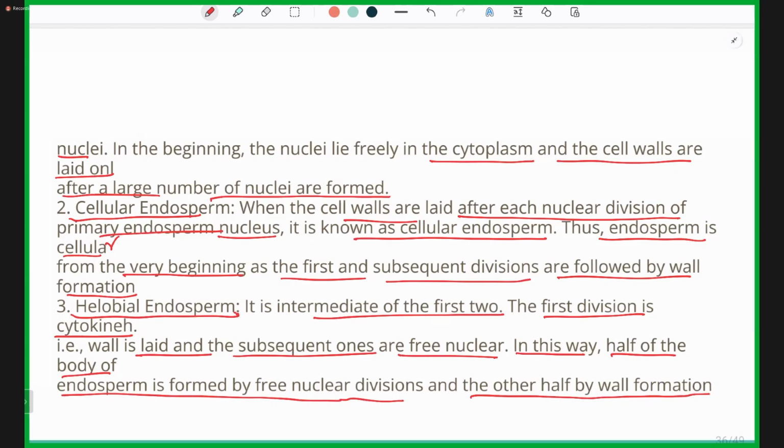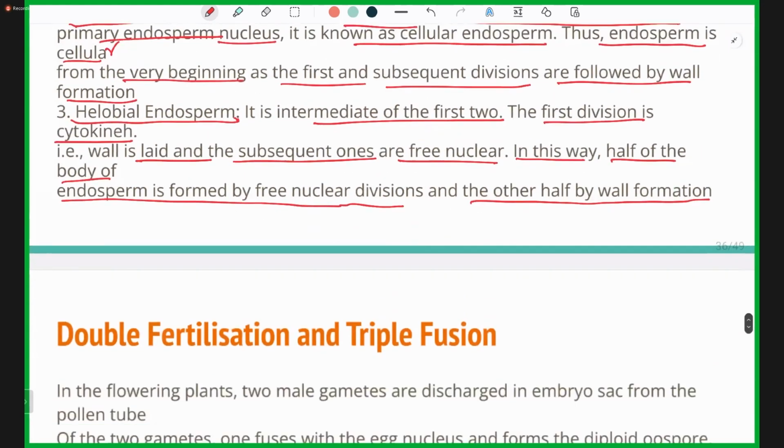In the nuclear endosperm, cell wall formation does not occur. Only nuclear division takes place. But in the cellular endosperm, cell wall formation takes place as the nuclear division is progressing. In the helobial endosperm, it is intermediate of the first two. When cell division occurs, in some cases the cell wall is laid down and in some it is not. Where the cell wall is laid down, it is termed cellular endosperm, and when it is not laid down, it is nuclear endosperm. But if a mixture of both is present, it is helobial endosperm.